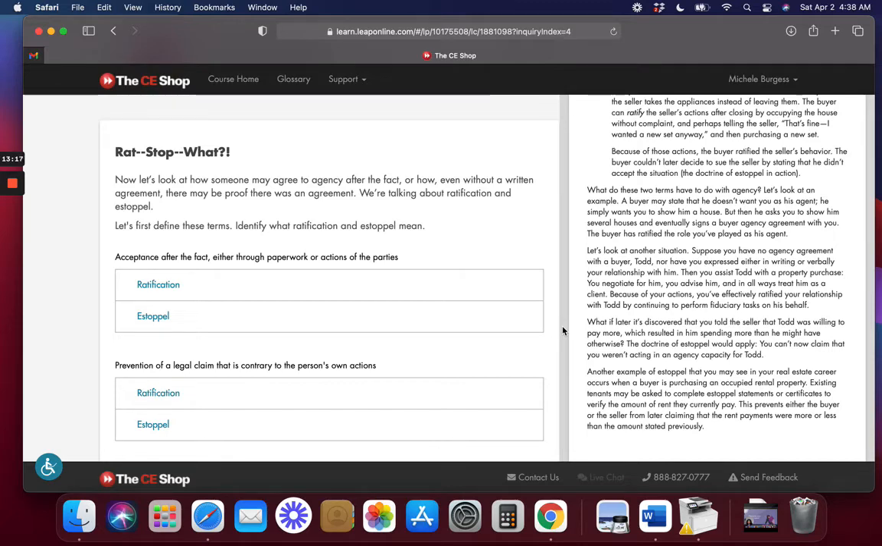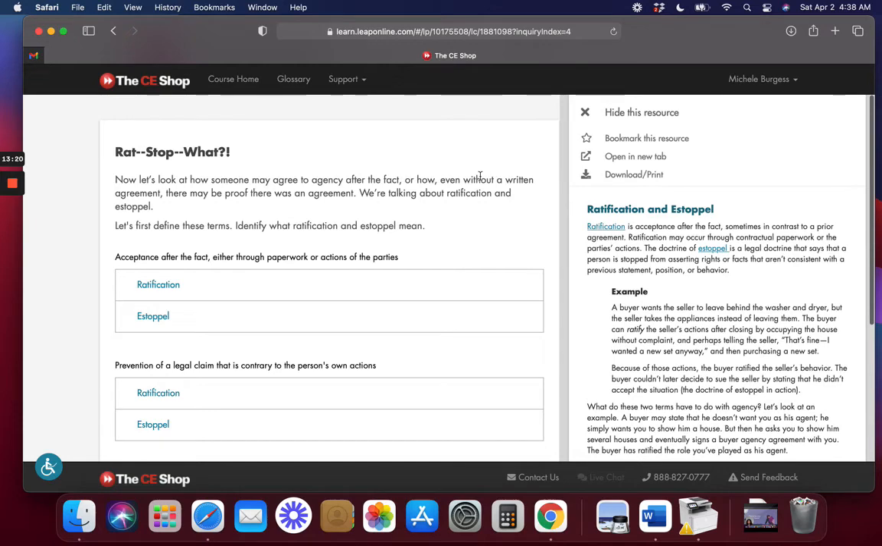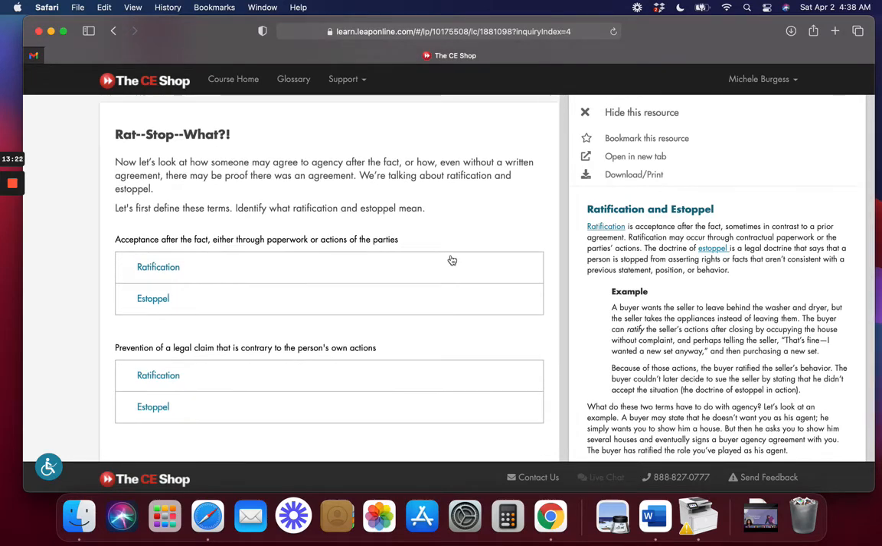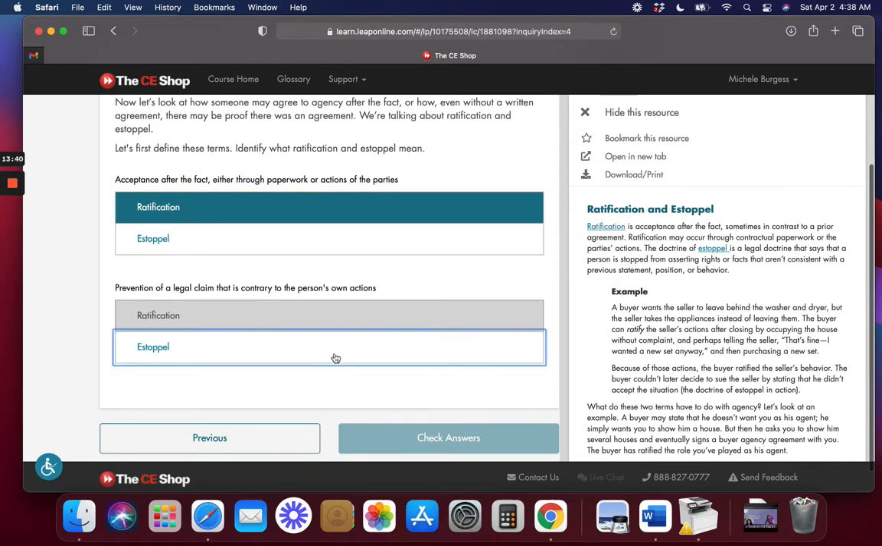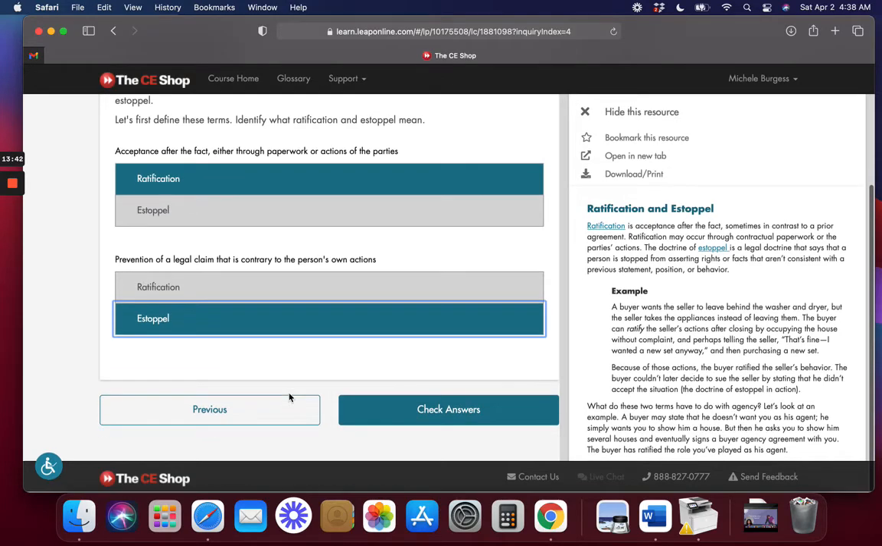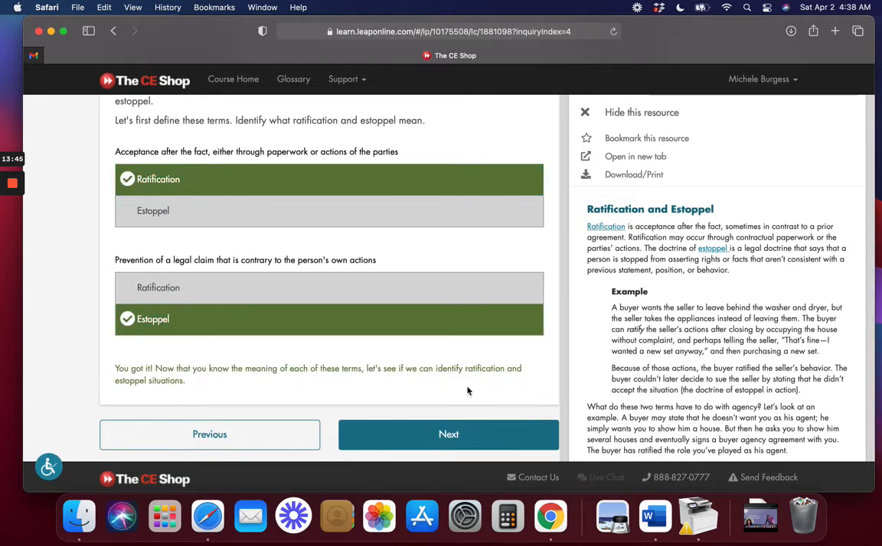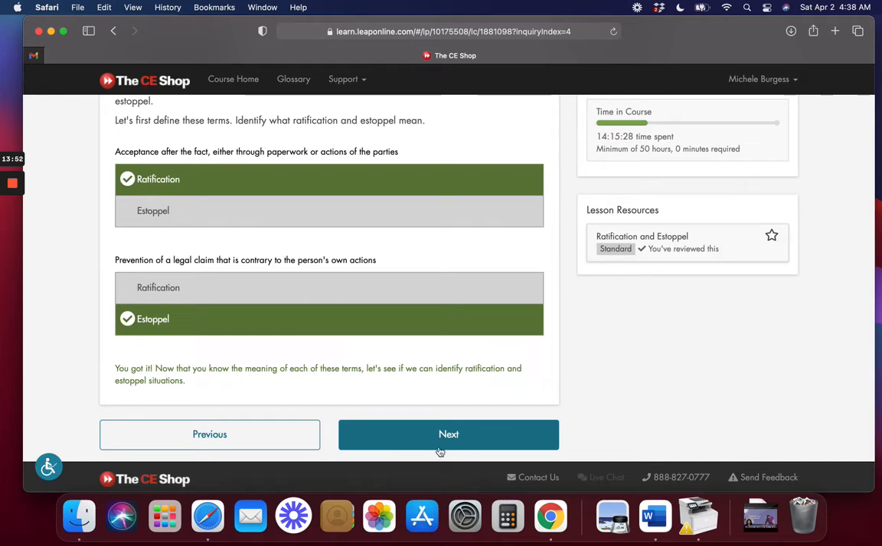Estoppel statements, okay. This is the first time I've heard of this, actually. It rarely ever comes up. Okay, acceptance after the fact, either through paperwork or actions, is ratification. Prevention of a legal claim that is contrary to the person's actions is estoppel. If you're taking a screenshot, you might want to get ready and take it. And there you go. So that makes it a little easier to understand than just reading it off of these resources.